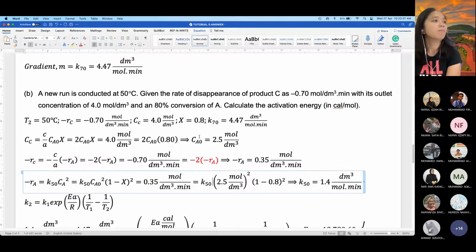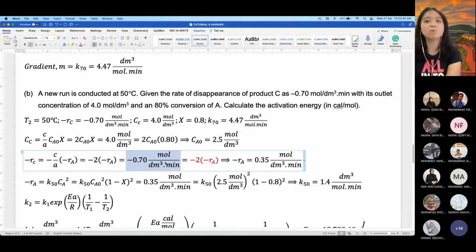So this minus RA equals to the minus RC, which is negative 0.70. It's reversed. They give us minus RC as negative 0.70. We want to find minus RA first. Okay, so from this correlation, you will get your minus RA as 0.35.